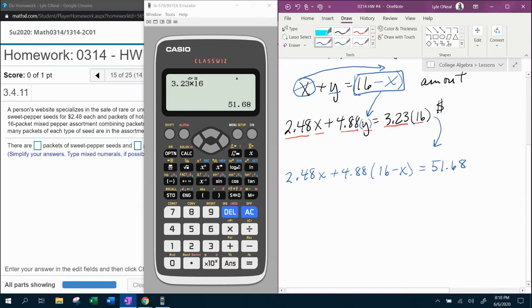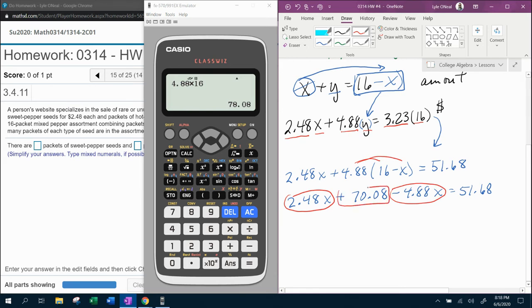Now, at this step, we're going to have to go ahead and use the distributive property to get rid of our parentheses. That's 2.48x plus, coming over to our calculator, 4.88 times 16, which is going to be 70.08. 70.08 minus 4.88x equals 51.68.